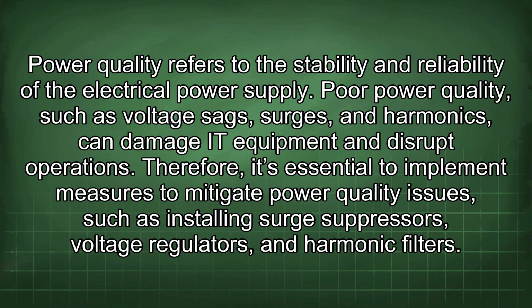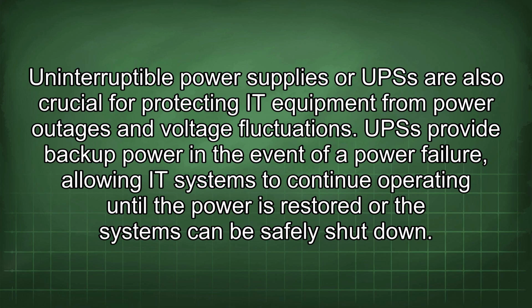Therefore, it's essential to implement measures to mitigate power quality issues such as installing surge suppressors, voltage regulators, and harmonic filters. Uninterruptible power supplies, or UPS, are also crucial for protecting IT equipment from power outages and voltage fluctuations. UPS provide backup power in the event of a power failure, allowing IT systems to continue operating until the power is restored or the systems can be safely shut down.